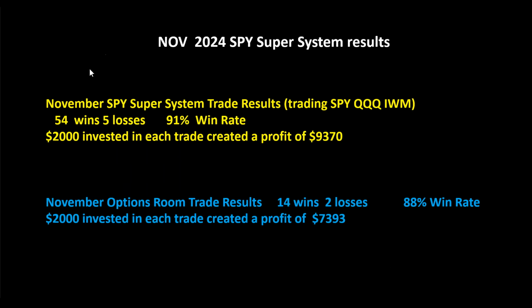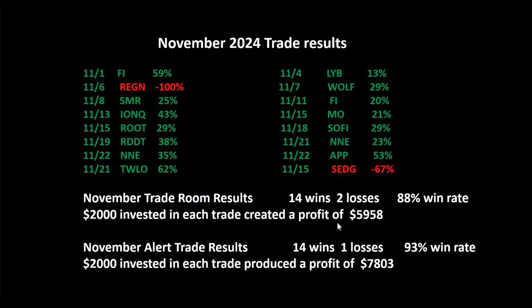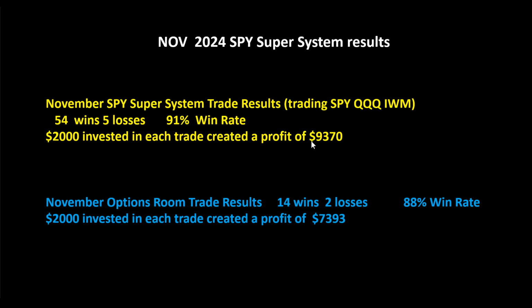So here's the November SPY Super System results. 93.70 on the Super System, and 73.93, which we related right here. I think it was adjusted up a little bit, because I closed a trade that I hadn't closed when I put this in. So 93.70 and 73.93. There are your SPY Super System profits and the profits in the room. These are not included in each other. These are completely separate.